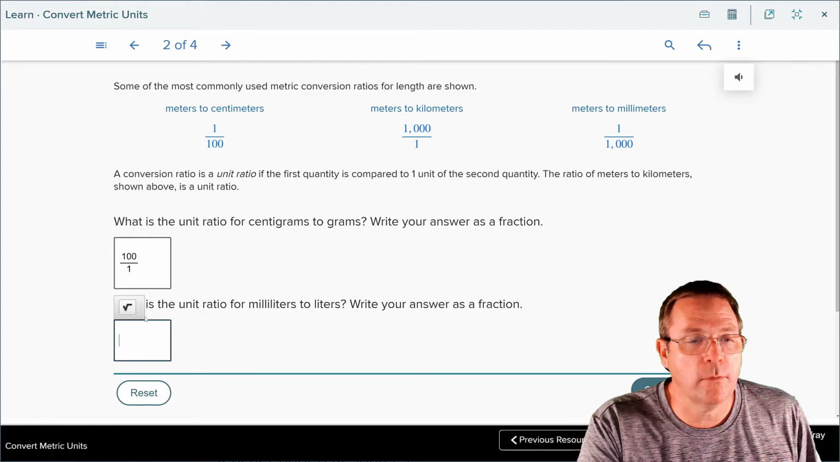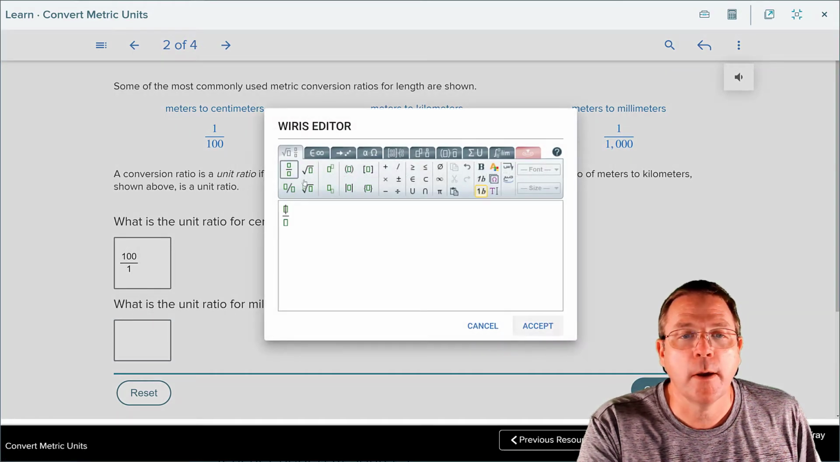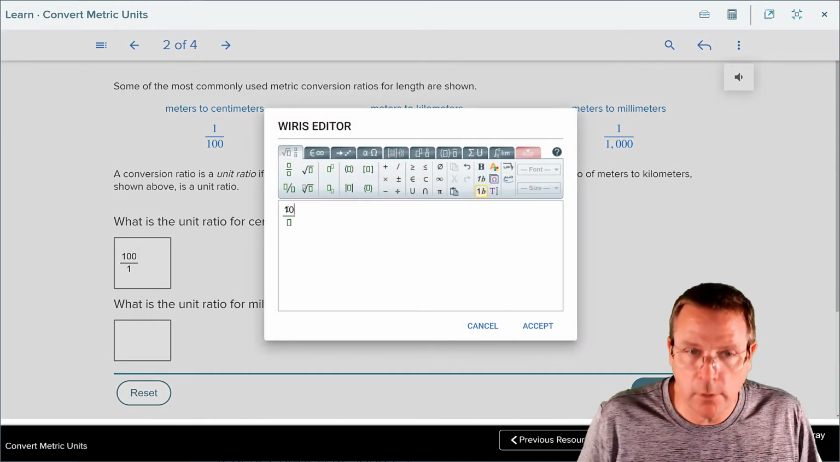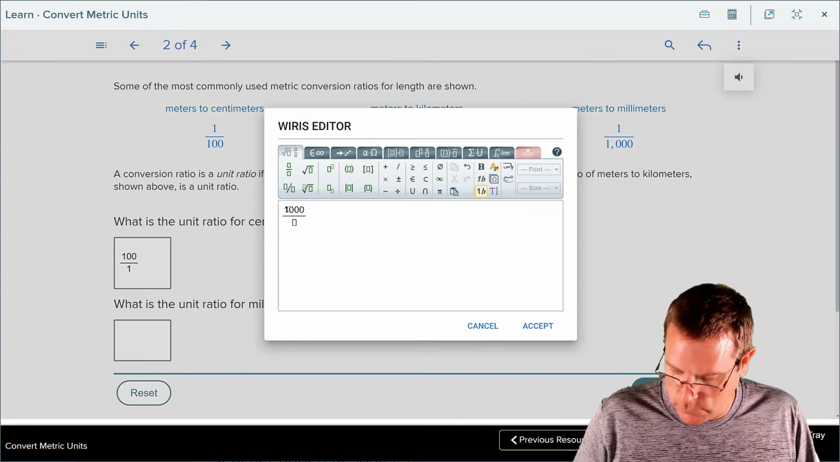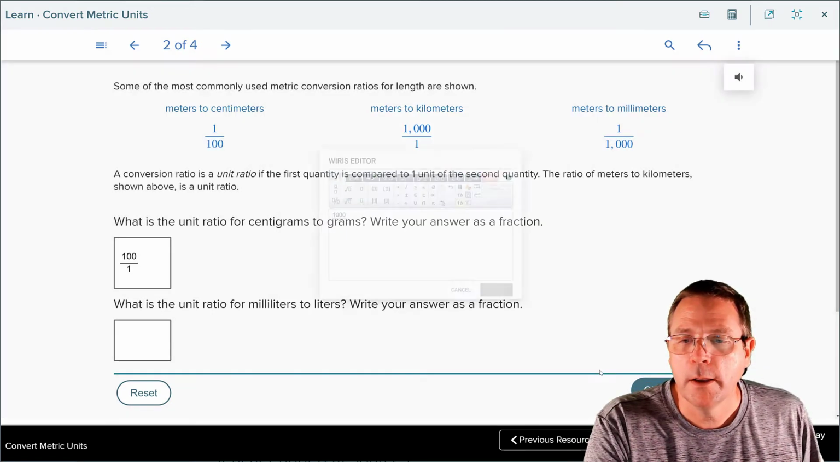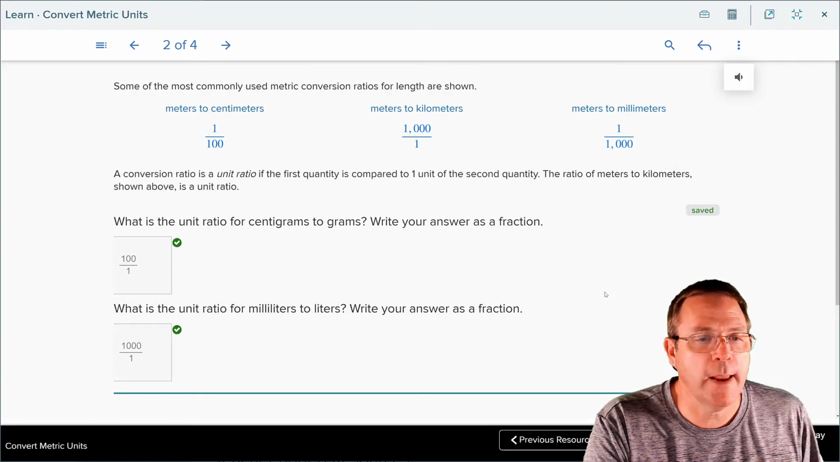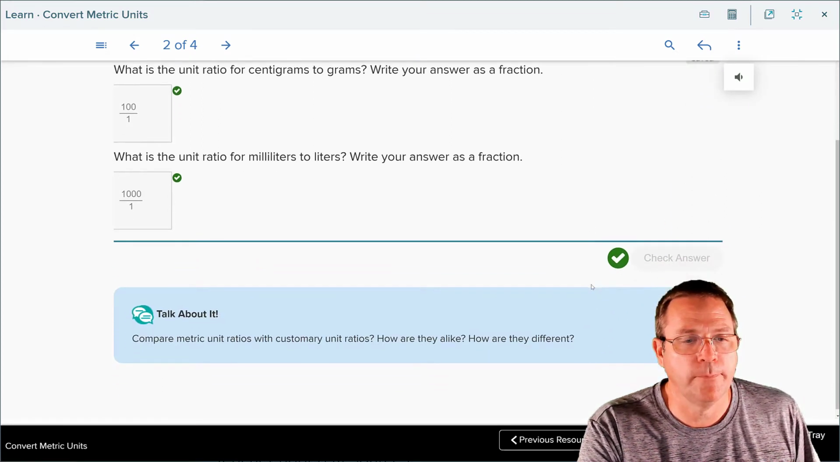So in this one here, your milliliters is your first number, 1,000, your liters is your second number, 1. Hit accept, check our answers, and excellent, we got them both right.